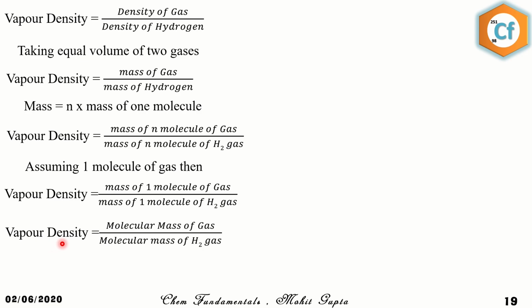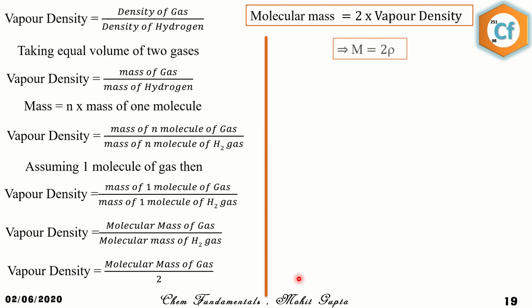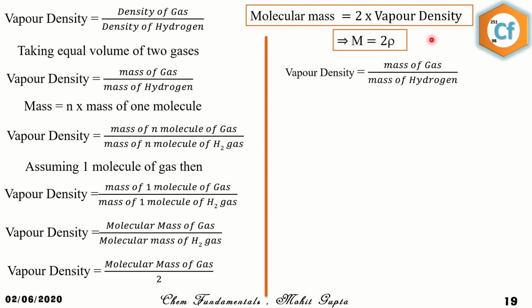So I can easily write vapor density is equal to the molecular mass of the gas divided by the molecular mass of hydrogen gas. And what is the molecular mass of hydrogen gas? It is 2 units or 2 grams. So in that case, vapor density is equal to the molecular mass of the gas divided by 2. Hence I can say the molecular mass of the gas is twice the vapor density. So M is equal to twice rho.